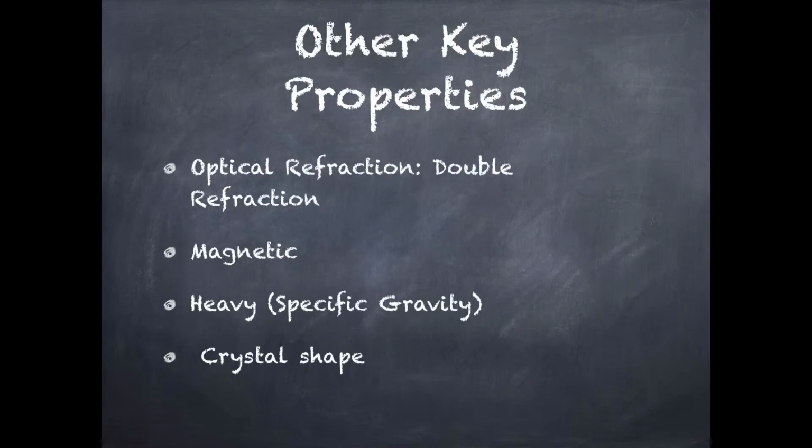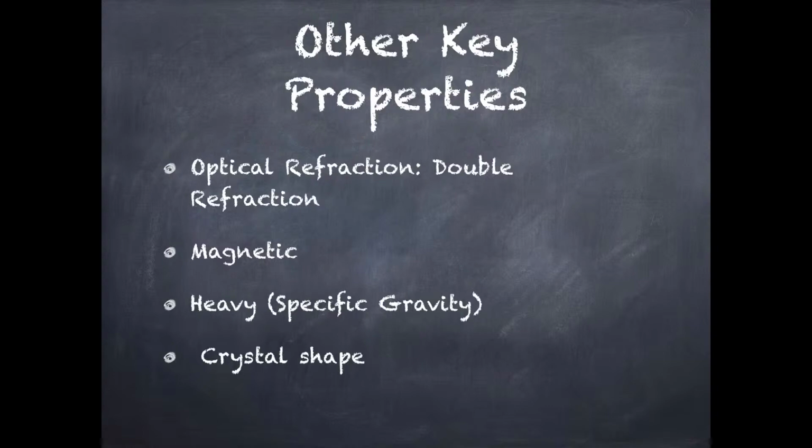Okay, continuing on. Other key ways to identify different minerals. There's going to be optical refraction. Does it have a double refraction? We didn't really talk about this too much, but this is one of the other ways you can identify a mineral. Magnet or magnetic. Basically, does the element stick to a magnet or not? One of the ones that you'll always be checking for is, does it have any iron in it? That'll be a key giveaway.